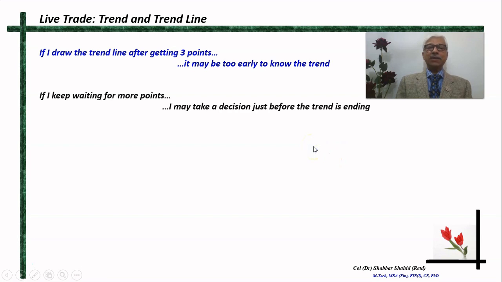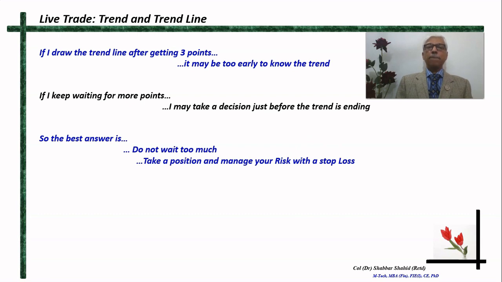But if I keep waiting for more points to come and I wait for more clarity, that also may not be good, because by the time I take a decision after 5-6 points and draw a line, it would already be the end of the trend. Maybe I will take a position when the trend is ending and then it starts moving down again, so it would be a loss. Won't be a wise thing to do that way. So the best answer is what I have done today. No problem even if it were a small loss, but that is the best thing to do.